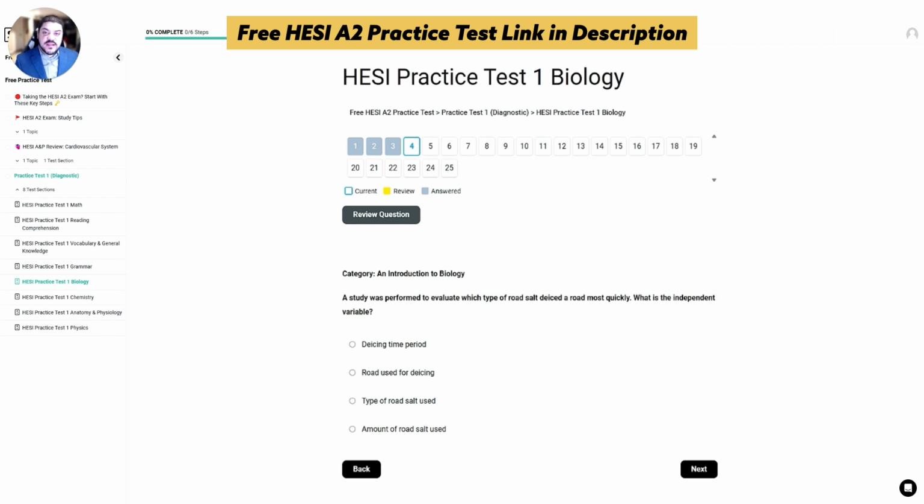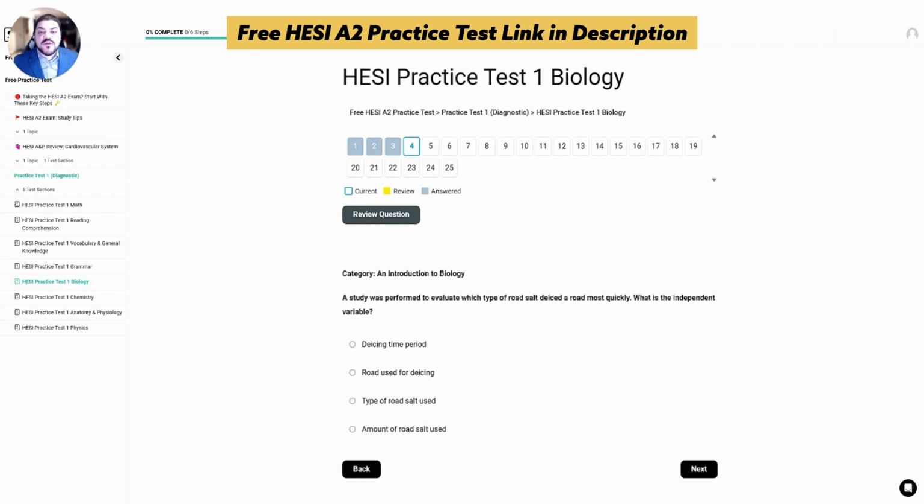All right, I'm going to explain this to help understand all the components in this question. This is because the researchers are changing the type of road salt to evaluate its effect on de-icing time while keeping the other factors like the road used and the amount of road salt constant. Remember, here's the definition. An independent variable is a variable that is manipulated or controlled by the researcher in an experiment or study to observe its effects on the dependent variable, which is the outcome being measured.